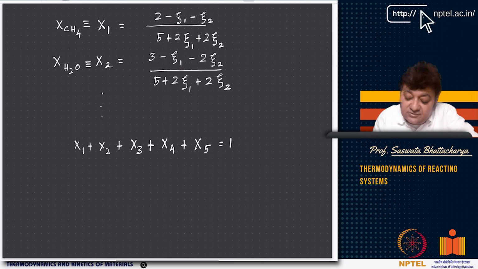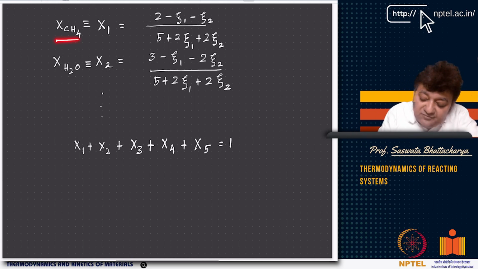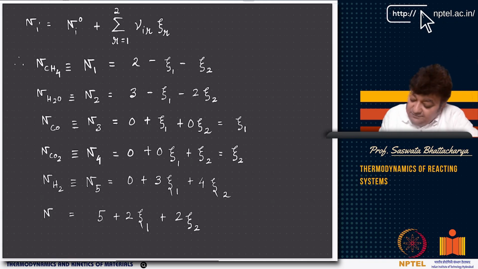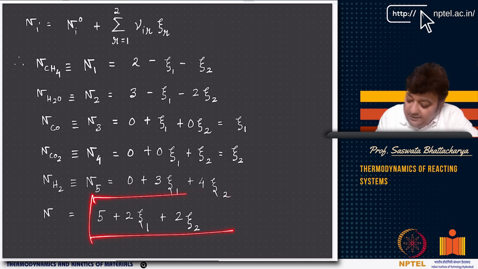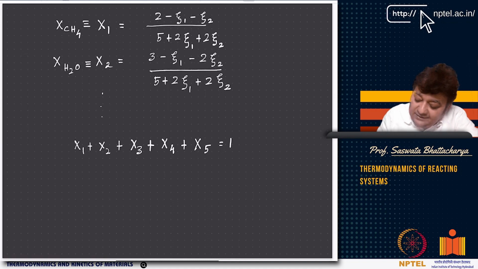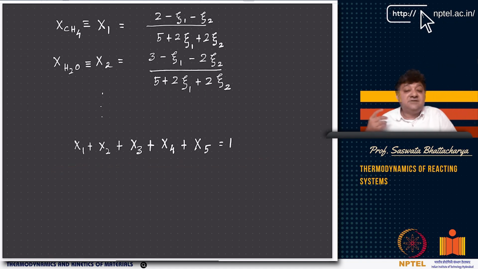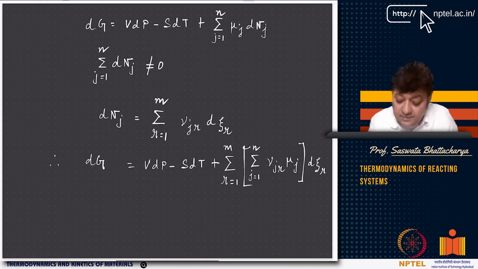Now you can find the mole fractions X of species 1, species 2 and so on. For species 1 it will be (2 minus psi 1 minus psi 2) by (5 plus 2 psi 1 plus 2 psi 2). Again (3 minus psi 1 minus psi 2) by (5 plus 2 psi 1 plus 2 psi 2). This is the total N. If you add them up, you will see that these are indeed mole fractions because the sum of them goes to 1.